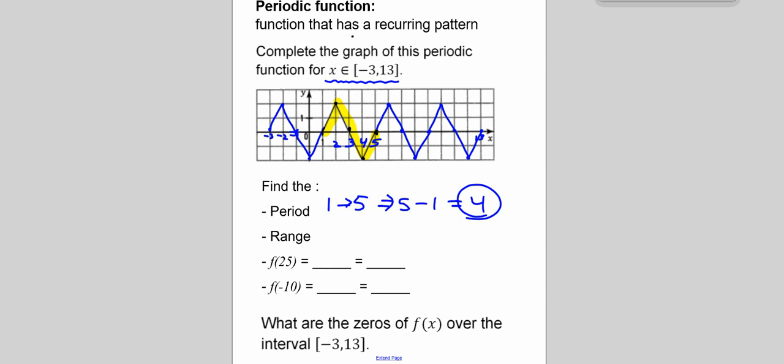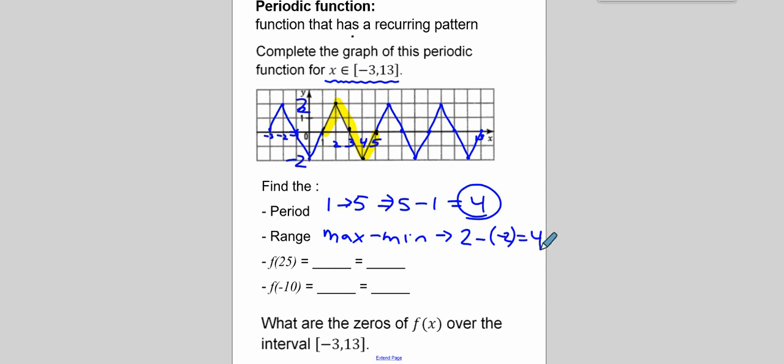The range is when you have to find the max minus the min. So here, the maximum is up here at 2, and the minimum is at -2. So we're going to do 2 minus -2, which is equal to 4.